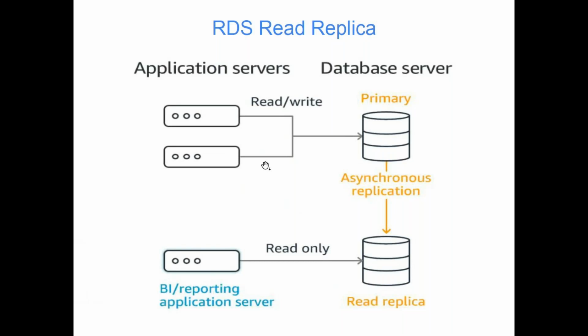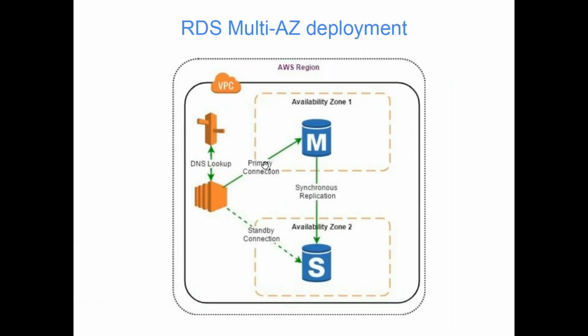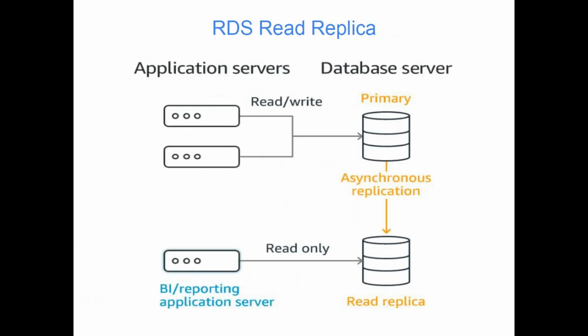So there are two concepts. One is multi-AZ, in which both servers are equally capable. Both servers can fulfill your read and write requirement. In case you have only a read type of requirement, then you can create a read replica that would be cheaper as compared to multi-AZ, and you can still fulfill your reporting type of requirements.